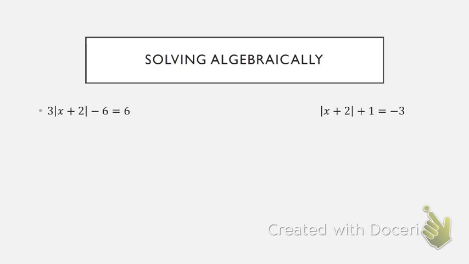So I'm going to get the absolute value of x plus 2 by itself. I want that to be the only thing on the left side of my equation. So just following order of operations, which hopefully we know by now. If we don't, we can talk about it in tutorials. Come see me in the morning. But the first thing I need to do is move this 6 to the other side.